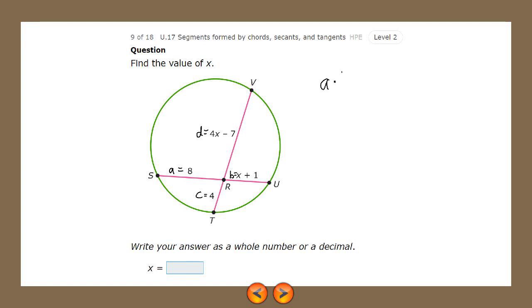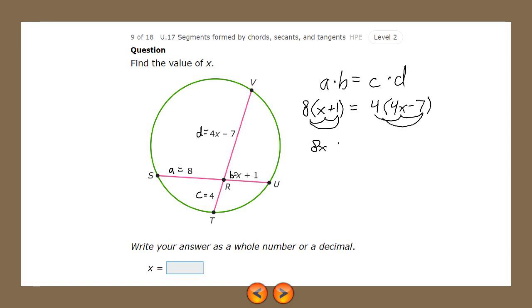All we're doing is A times B equals C times D. So we're saying 8 times (x plus 1) equals 4 times (4x minus 7). Distribute things out. 8x plus 8 equals 16x minus 28. Combine some like terms. We'll get 36 equals 8x. For the value, then, x equals 4.5.